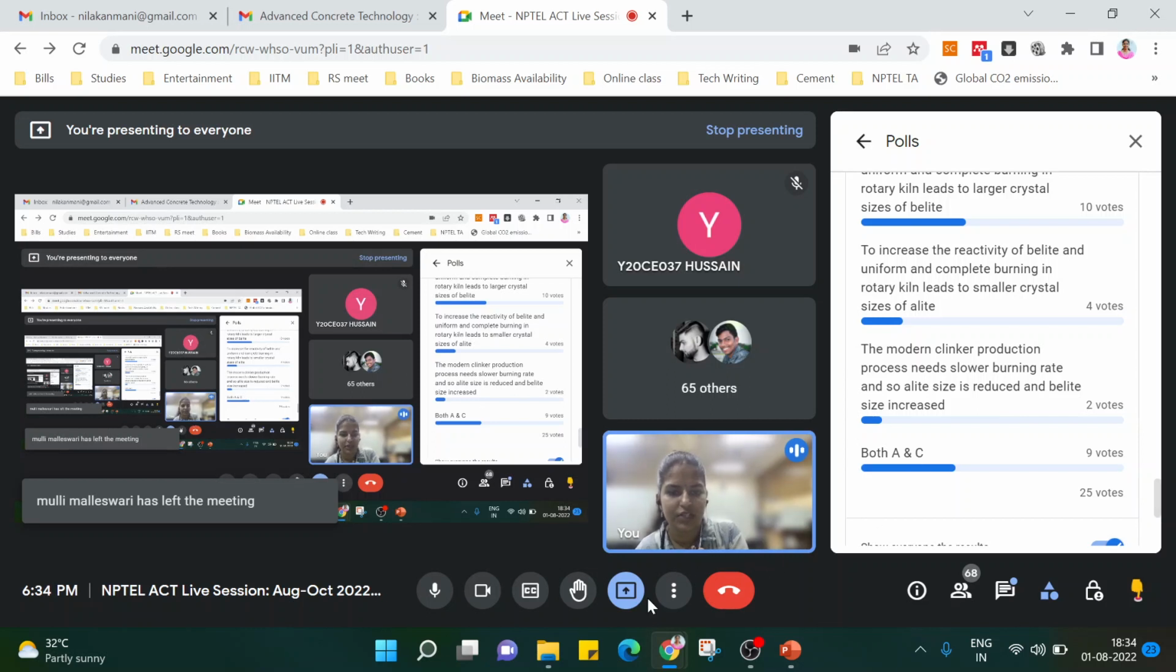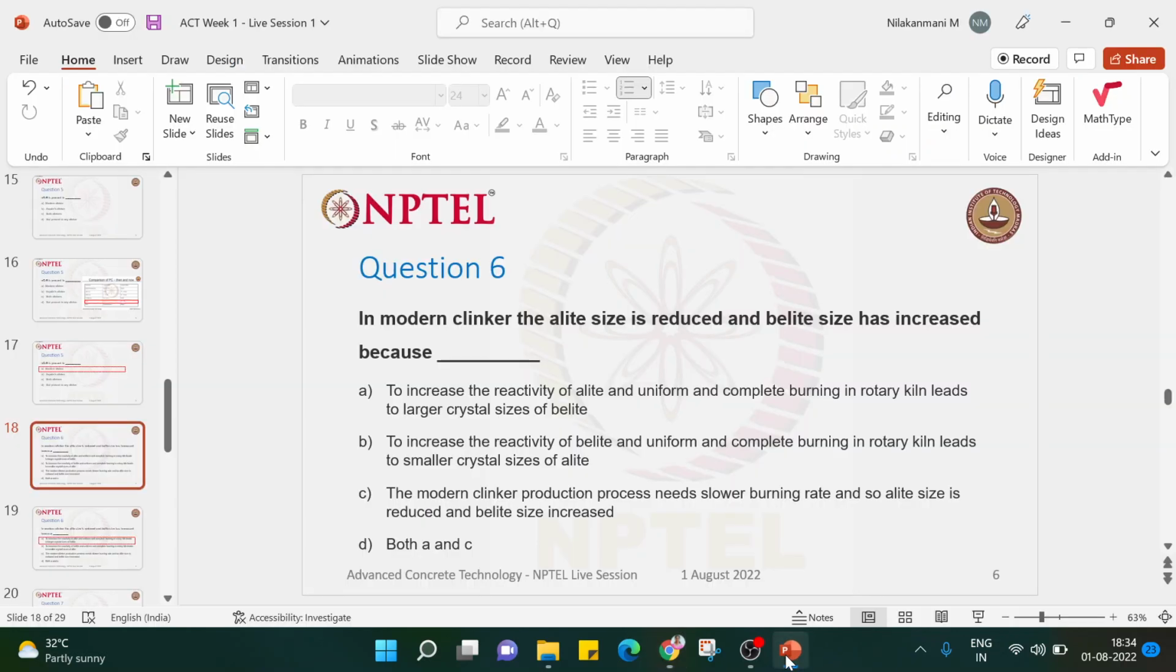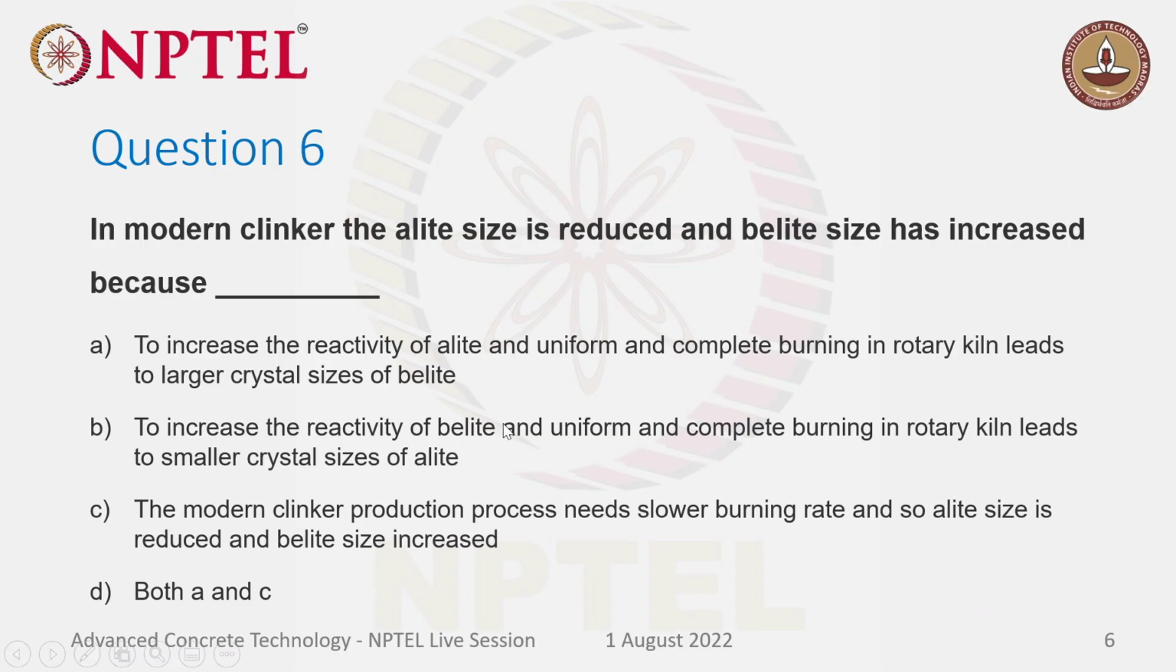Okay, let's see the explanation part now. Actually, I have not added any particular explanation, but we'll see the options here so that we'll see which option is working and which is not. To increase the reactivity of halite, we all knew that halite is more reactive than belite. So if we have to increase the reactivity of halite, obviously we have to reduce the size of halite. So the point to increase the reactivity of belite is not right. And complete burning in the rotary kiln leads to the larger crystal size of halite. That is true, because the complete burning of the raw material in the rotary kiln leads to the formation of larger size of crystals.